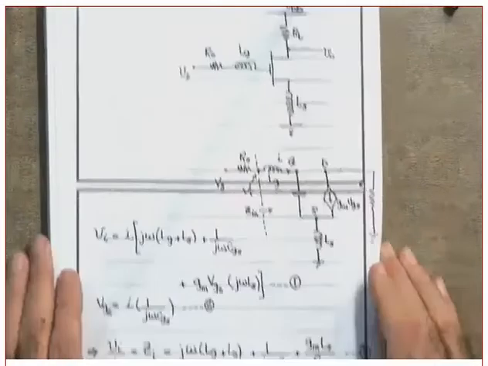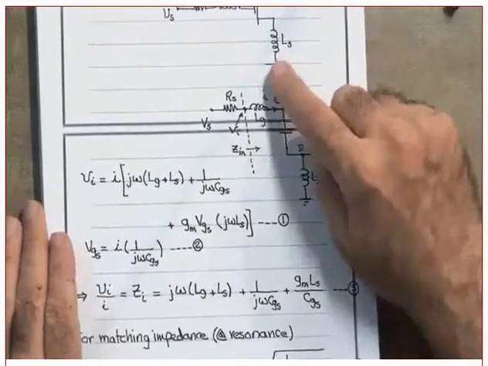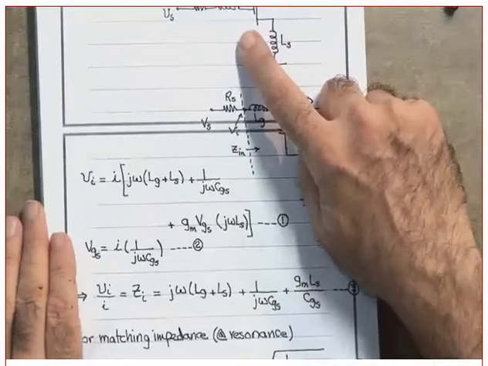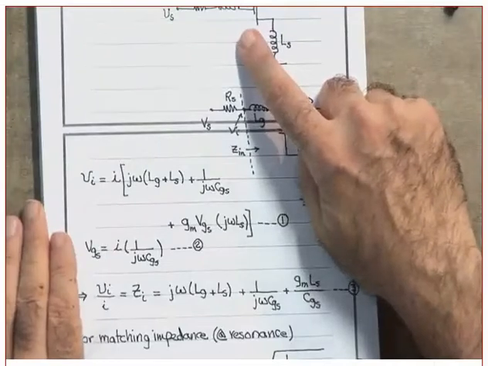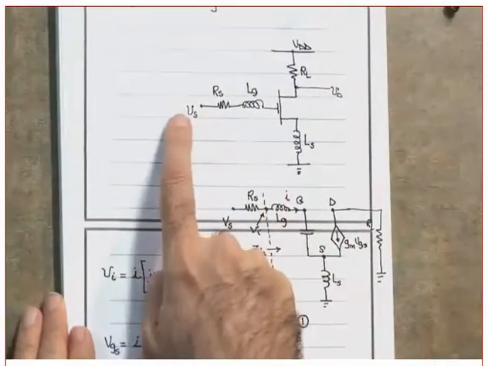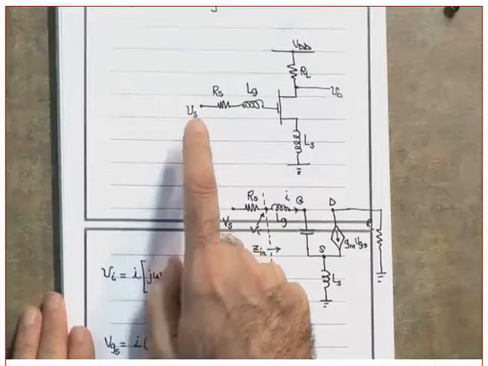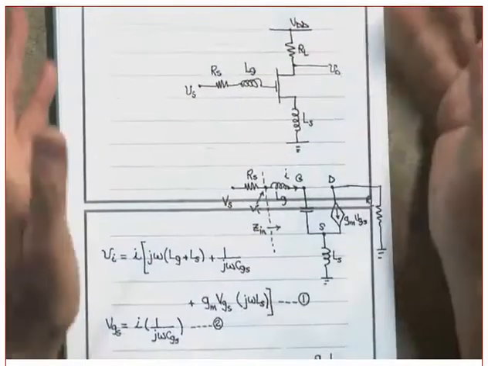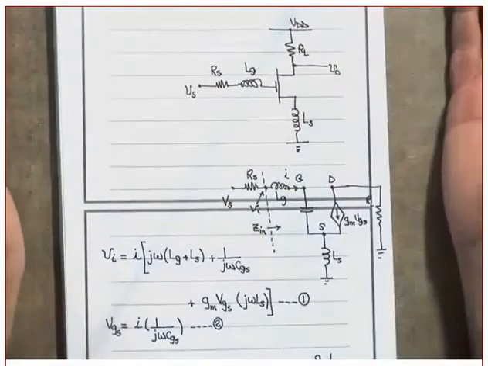For the time being, just what? Just accept it. Did you get this or not? Clear? And I called it what? LG. And then, of course, this is RS, and the VS, this is the source. Clear? Okay. Now, one more time, let's reiterate what are our goals.